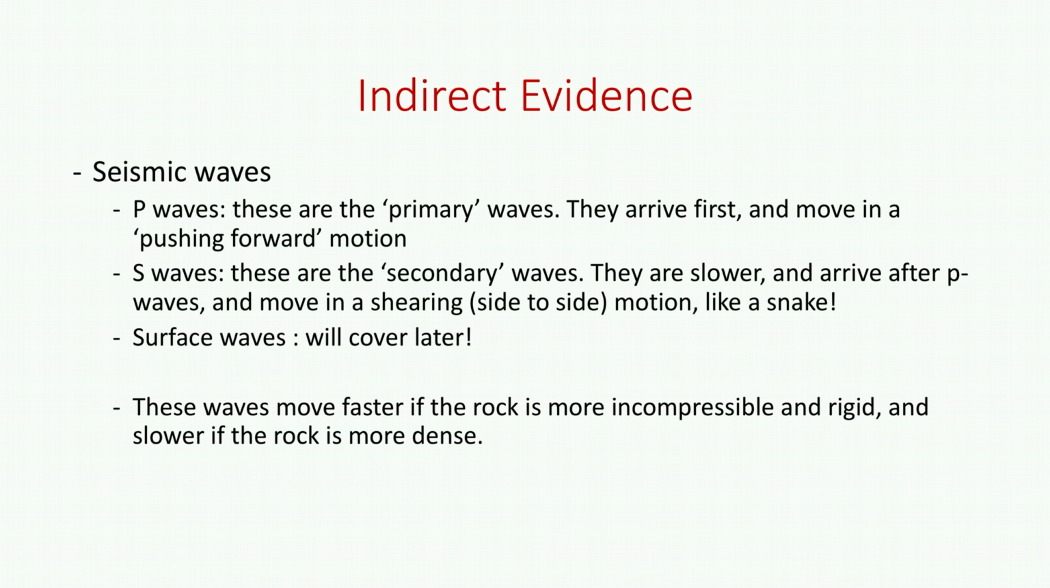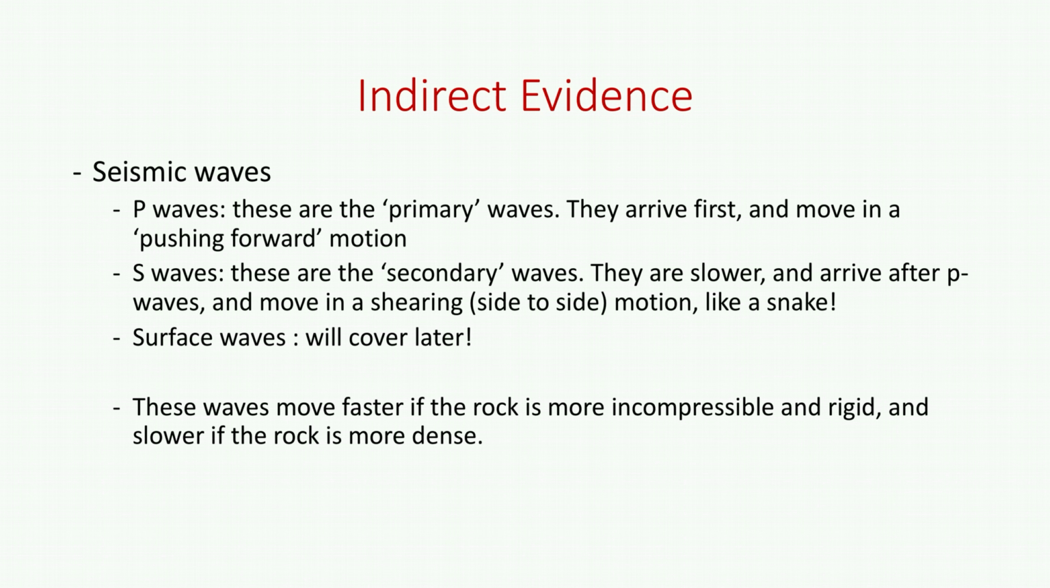So as they compress the rock, the more incompressible material will want to get back into shape more quickly and move the wave along faster. Now by rigidity, in this case I mean how much it's going to resist being bent out of shape. If you're an S wave moving side to side and you have a material that's easily moved about, you're just going to keep moving to one side without it forcing you to go back in the other direction, so you'll never really move forward.